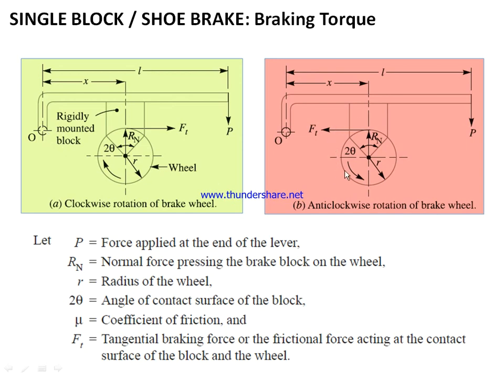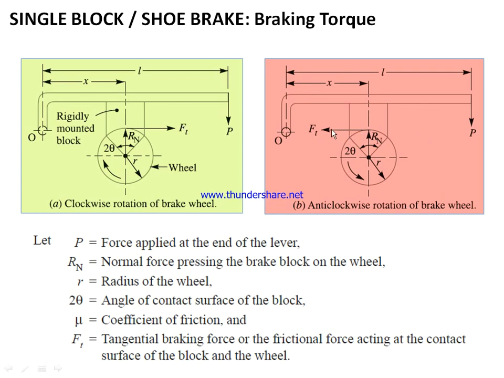Now similarly this is the case where the wheel or the drum is rotating in the counterclockwise direction. Now let us have a look at the notations used in these two figures. P is the force applied at the end of the lever here. So this force will be utilized to apply the brake, in order to decrease the speed of this wheel or stop the motion of this wheel. Rn is the normal force pressing the brake block on the wheel or drum. R is the radius of the wheel. 2 theta is the angle of contact surface of the block. So this entire thing is the block, and this block subtends an angle of 2 theta at the center here. Mu is the coefficient of friction between the drum and the block material. Ft is the tangential braking force, this one here.